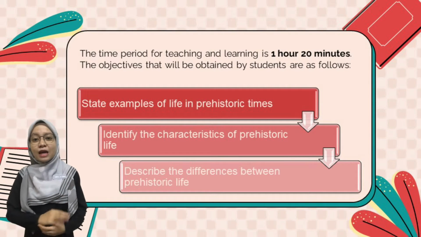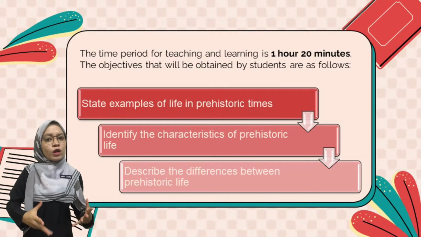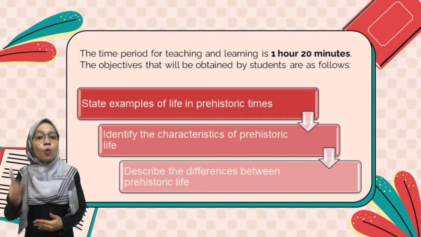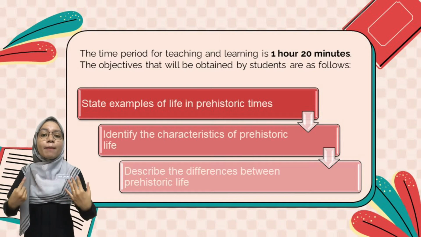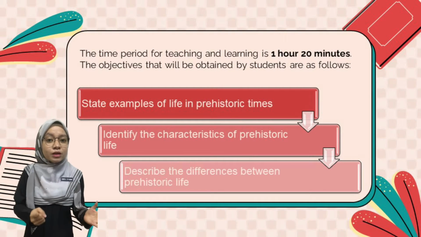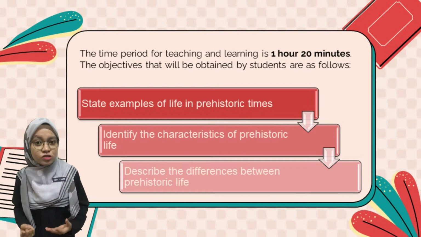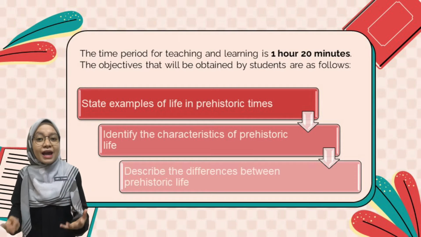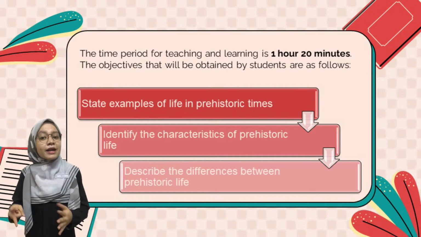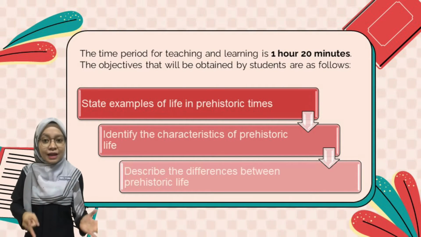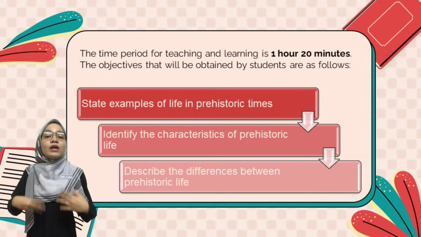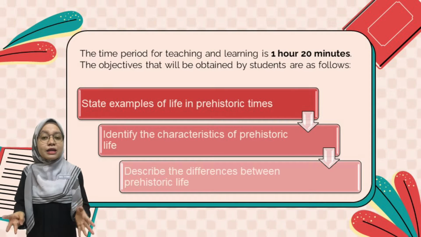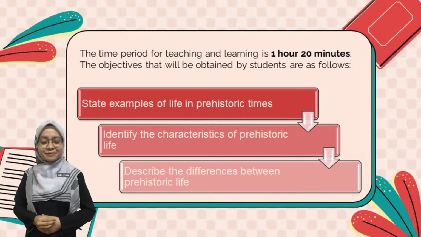There are 3 learning outcomes or objectives that will be obtained by the students at the end of the class, which is: 1. Students will be able to state examples of life in prehistoric times. 2. Students will be able to identify the characteristics of prehistoric life. 3. Students will be able to describe the differences between prehistoric life.